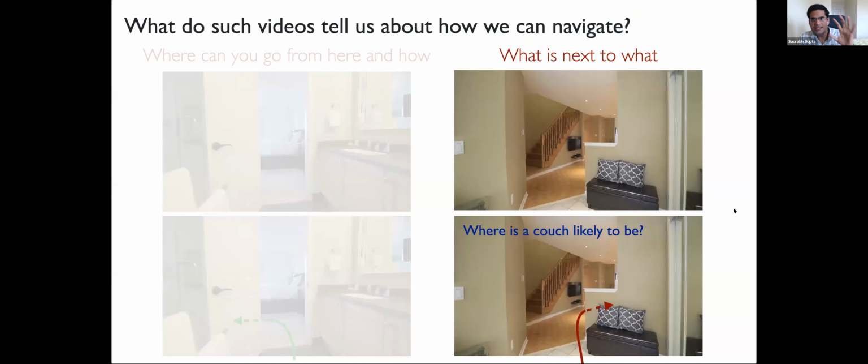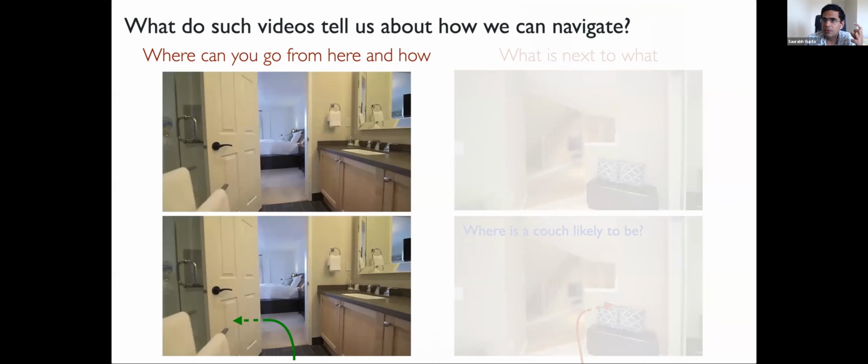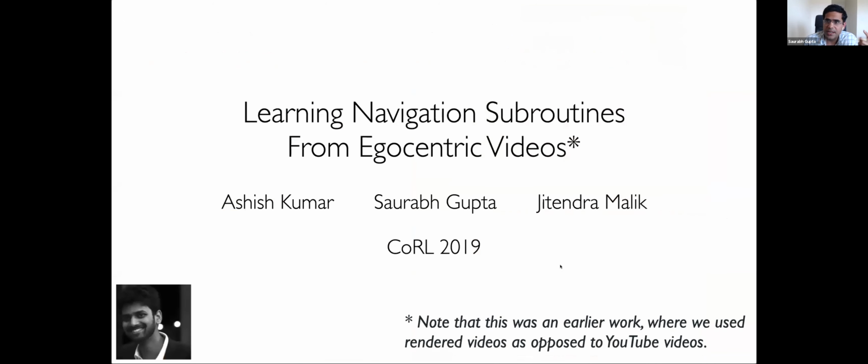Okay, good. So that's what I wanted to talk about in terms of what is next, and how you can learn this by essentially just watching videos. I don't think I have the time to talk about where you can go from here, but this is some older work which we presented at CoRL 2019, where again the story is the same. We want to learn by just watching videos: how can agents build speculative models of what is around them, and how can they do it. I won't go into this paper, but here is a pointer, and I encourage you to take a look at it.